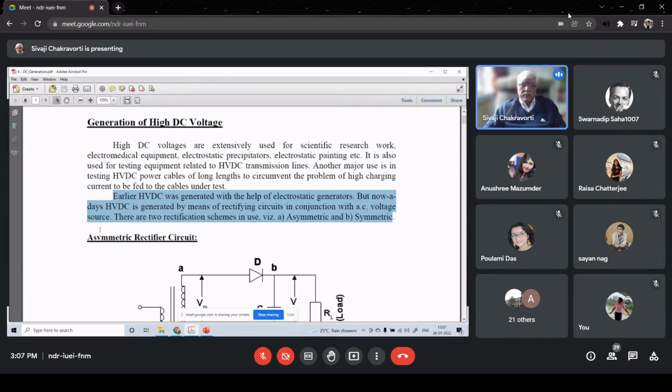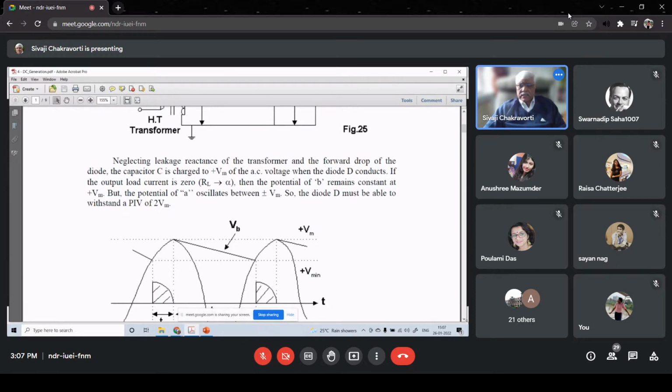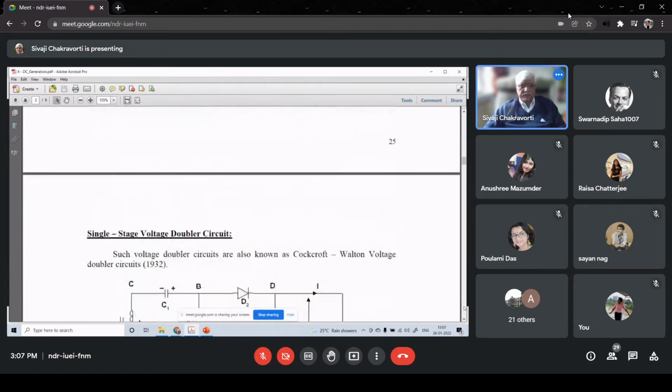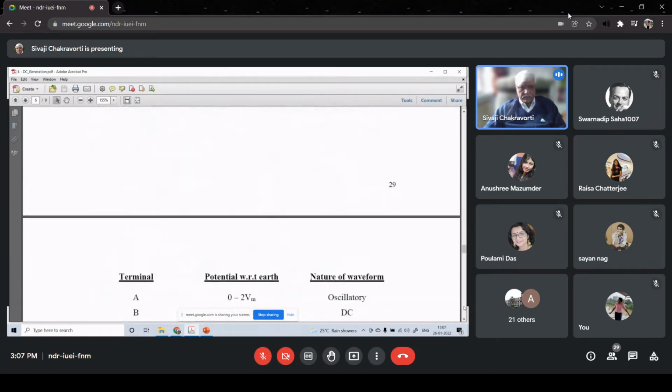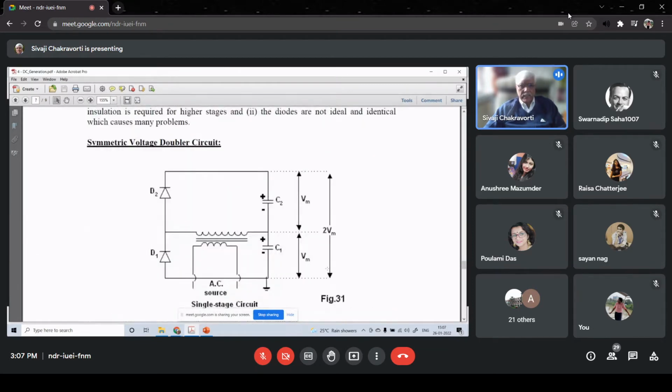Now there are two types of rectification scheme that is being used for high voltage circuit. One is called asymmetric, the other is called symmetric. So again I will discuss two different types. Although on your screen you can see asymmetric, I will start with the symmetric first. So I'm going to the symmetric one.